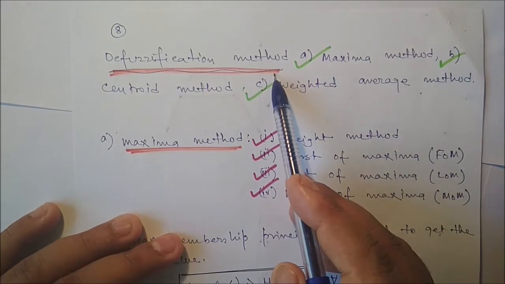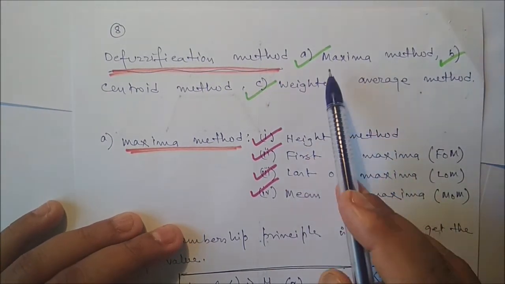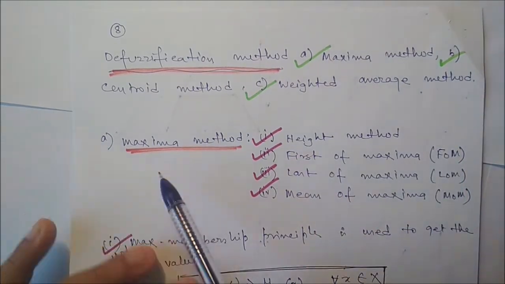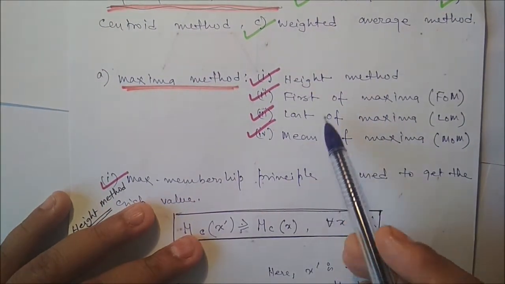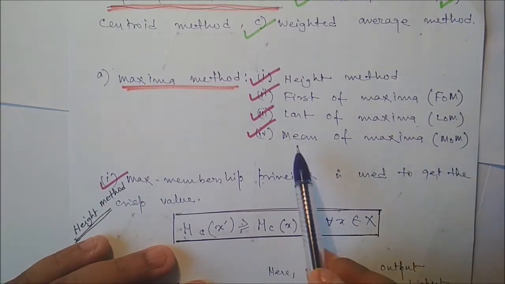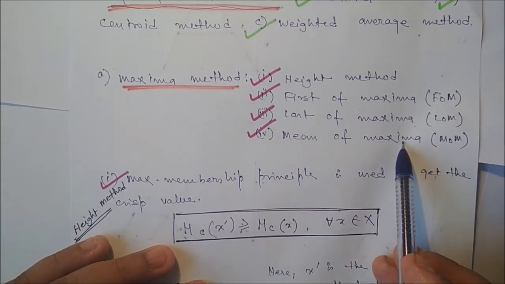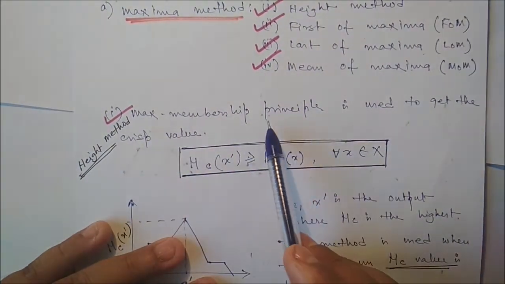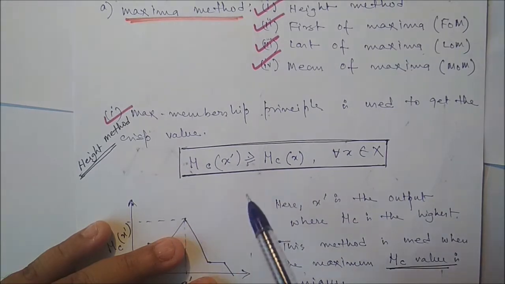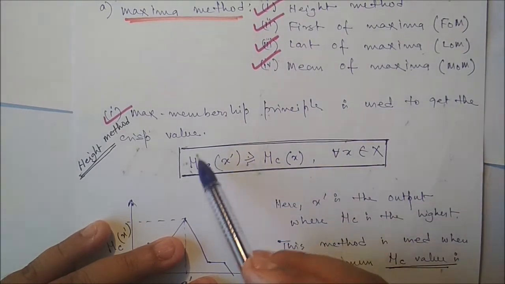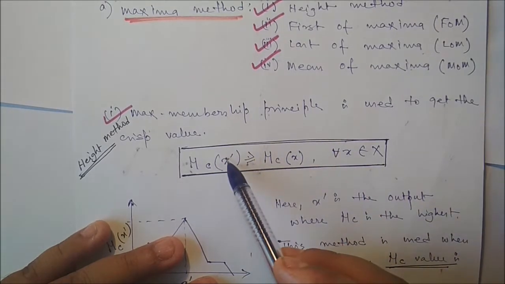Now defuzzification methods. Three basic methods are the maximum method, centroid method, and weighted average method. In the maximum method, four basic methods are there: height method, first of maxima method, last of maxima method, and mean of maxima method. The first one is the height method. The maximum membership principle is used to get the crisp value. So we have to identify the x whose value is greater, which is the maximum.